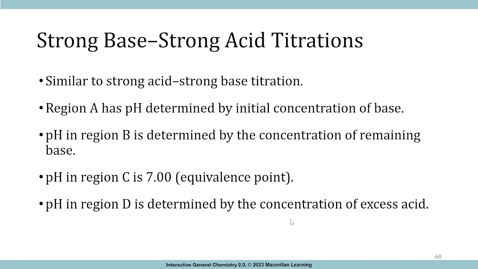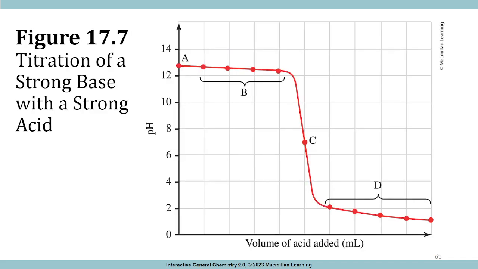So the region A is going to have a pH that's determined by the initial concentration of the base. The pH in region B is going to be determined by the concentration of remaining base. pH in region C is 7, equivalence point again. And the pH in region D is going to be determined by concentration of excess acid now, because that's what we're adding. And it just looks like that. See how we just flipped it?